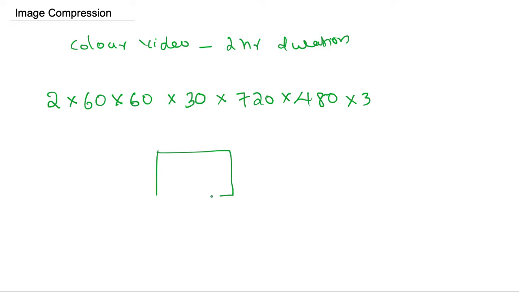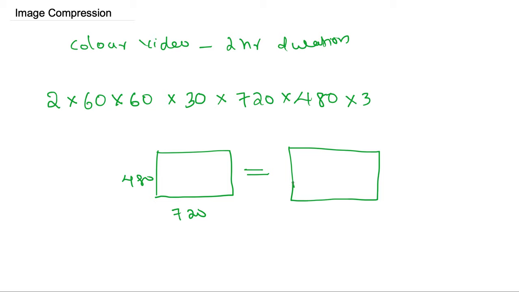Suppose that this is your video frame and you have 720 pixels here and you have 480 pixels here. This is a color video, which means that I will have to store the red channel as well as the green channel as well as the blue channel. So each frame will have three different integers to store the intensity of each pixel. A single pixel in the color image will have three different values in the red, green and blue channels. So this three is the number of bytes required to store the intensity of a single pixel.